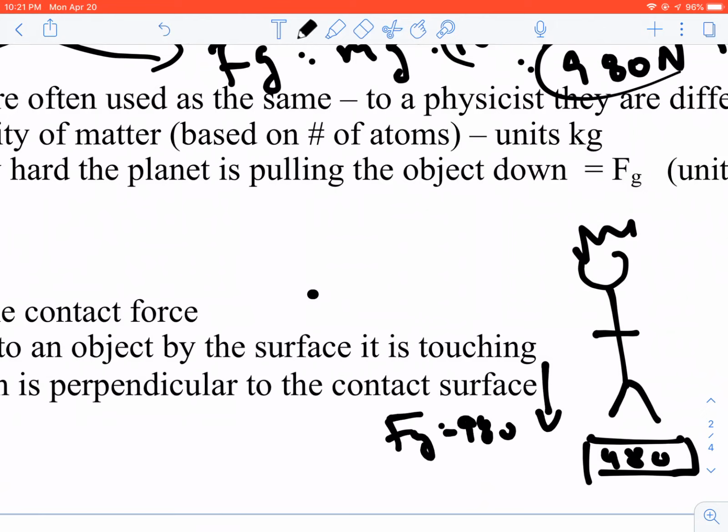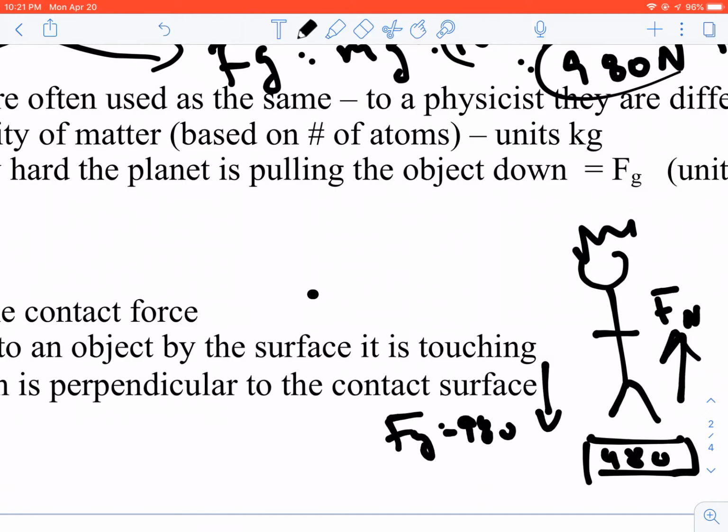And as they are standing there, I know that there are two forces acting on this person. The planet's pulling them down and the scales are pushing them up. Now, the scales are applying what's called a normal force. The normal force is always perpendicular to the contact surface between the person and whatever they're touching.